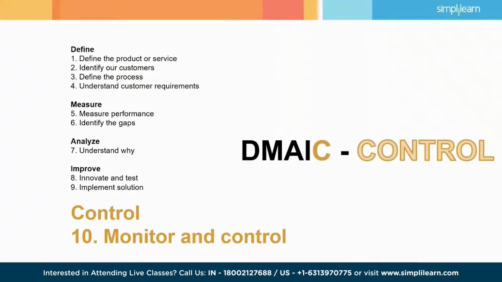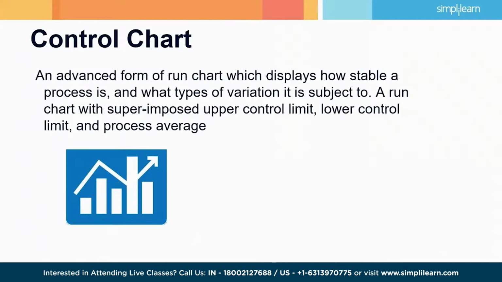So all these tools were part of the improve phase. So now you have defined your process, you have measured how it should work, you have analyzed why it's not working that well, then you have improved it, and now it's time for control. You need to monitor what you have been working on to make sure it is sustained through time.